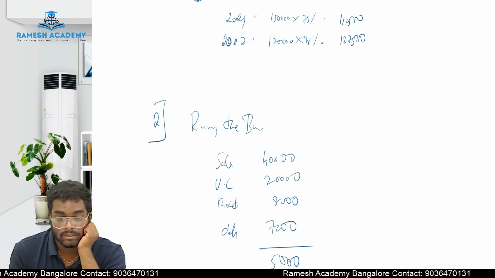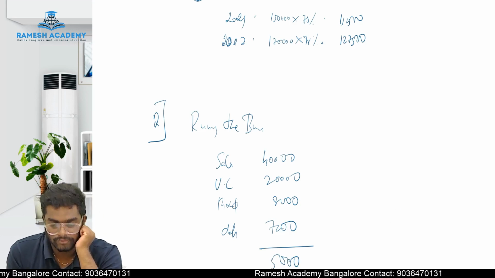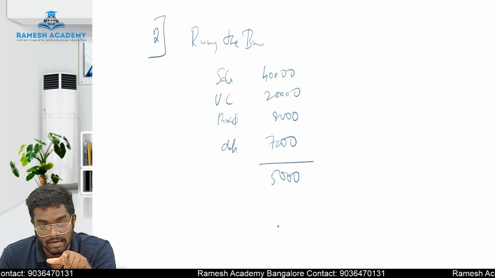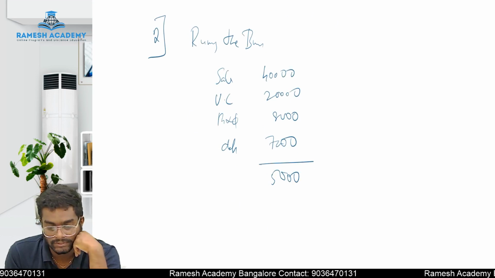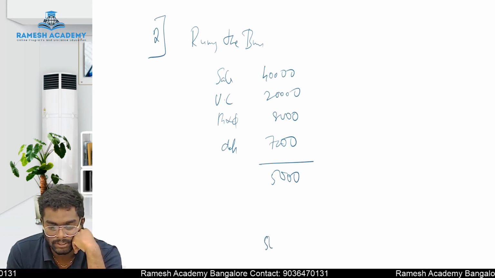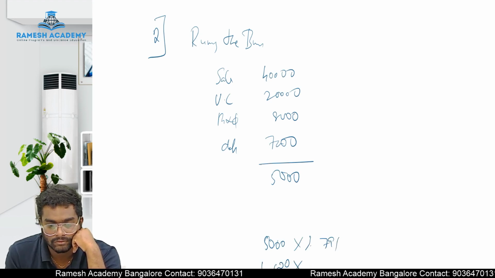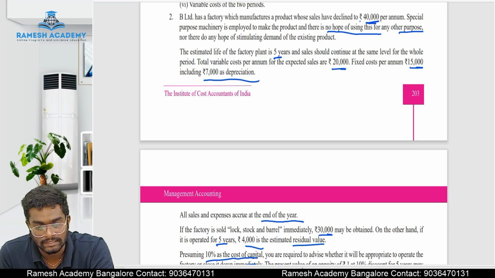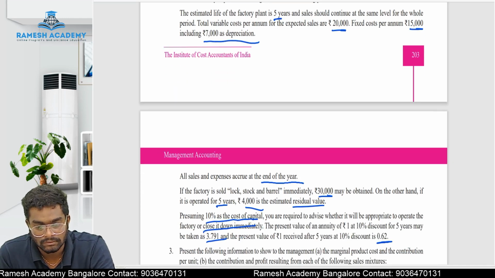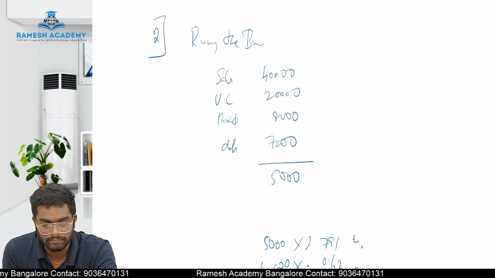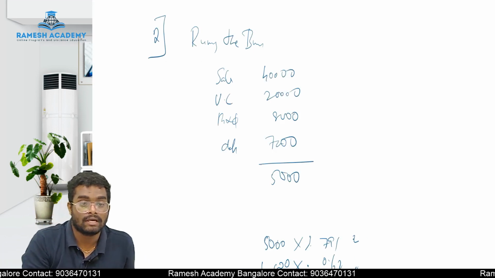Next. If you are running the business for 5 years, you'll get 5,000 for 5 years and a scrap value at the end of the 5th year, that is 4,000. So I can multiply the cumulative value, which is 3.791, because we'll be getting it every year. The 4,000 you'll get at the end of the 5th year, that is 0.62. Just add both the things and compare with the actual selling cost.